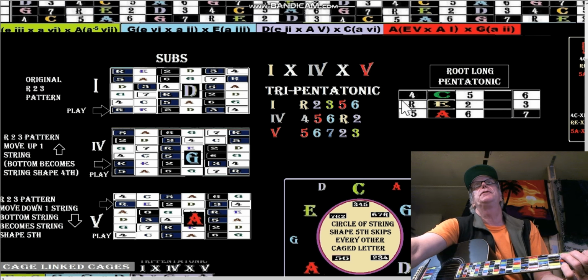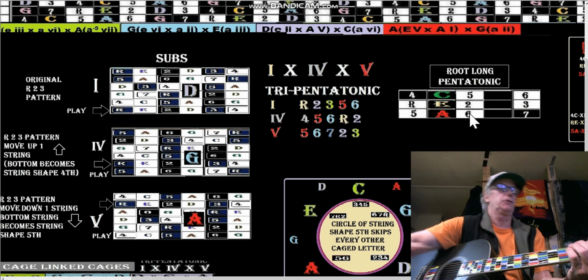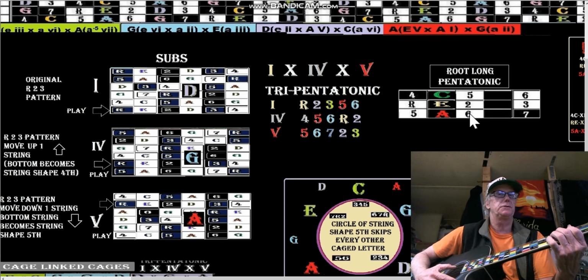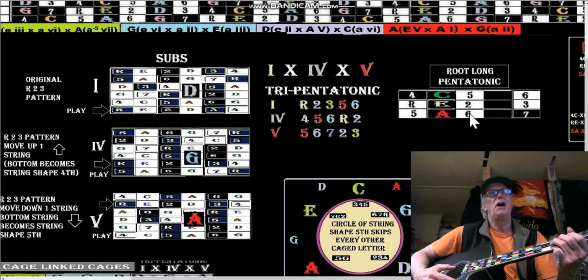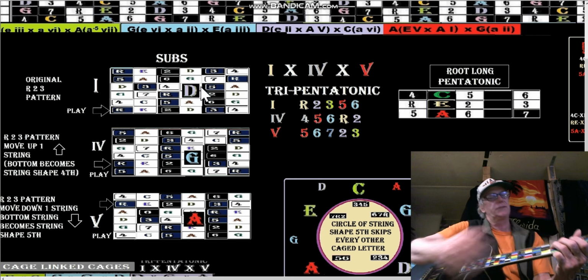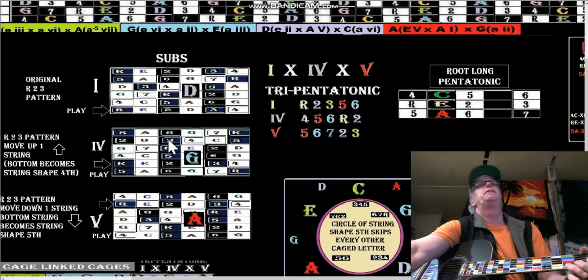But we want to use the same root long pentatonic. So we have root 2, 3 here. If we move it up, we've got the 5, 6. All we got to do is 5, 6, root 2, 3, because the second string is becoming the new root 2, 3. So it's 5, 6, root 2, 3, 5, 6 for pentatonic. And then we're going to finish off with the D shape because we're over in the next cage. Oh, we're going to finish off with the G shape because we're on the fourth now.